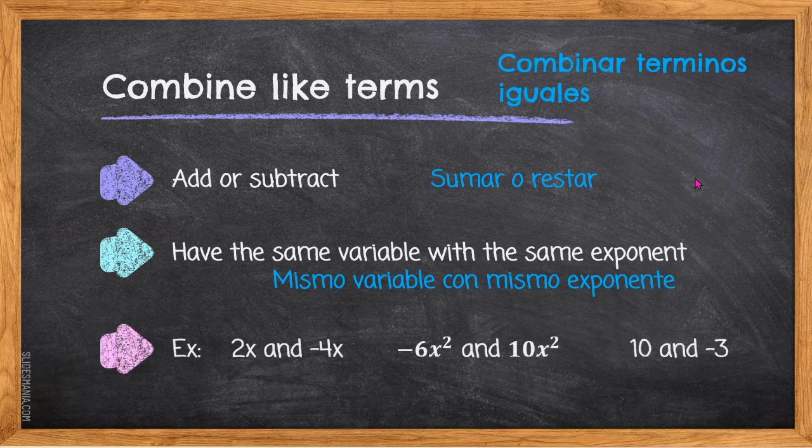Algunos ejemplos, 2x and negative 4x, because they both have an x. Dos tienen un x. Negative 6x squared and 10x squared, porque dos tienen el x con el exponente de 2. 10 and negative 3 are both constants. Dos son números.